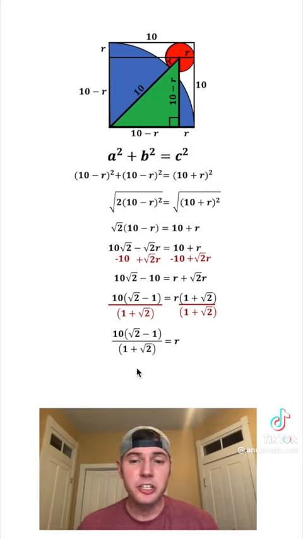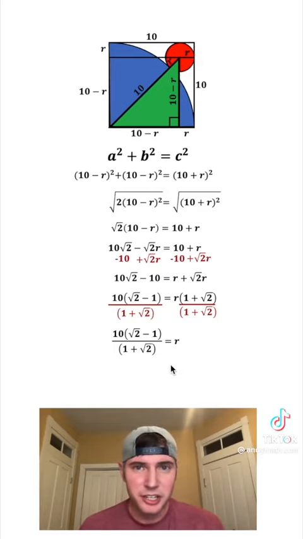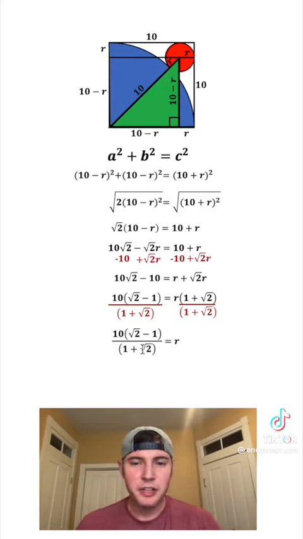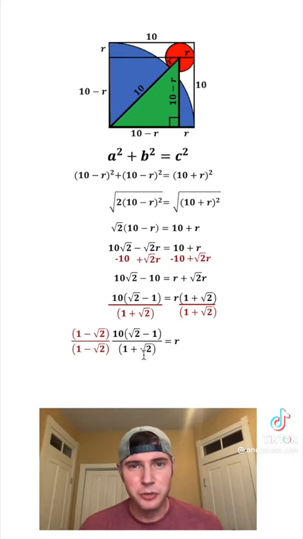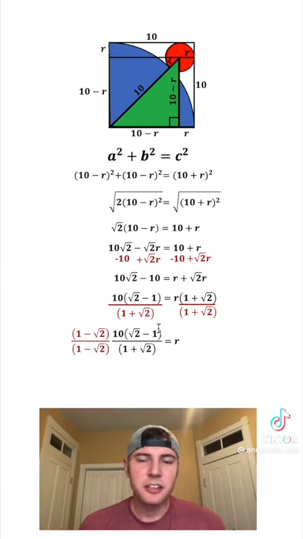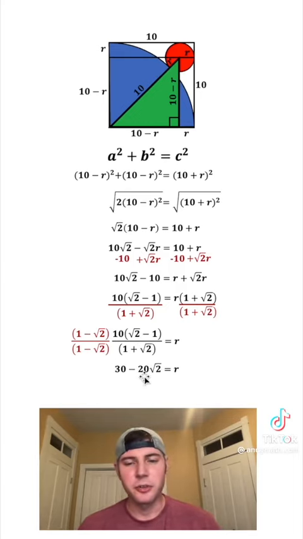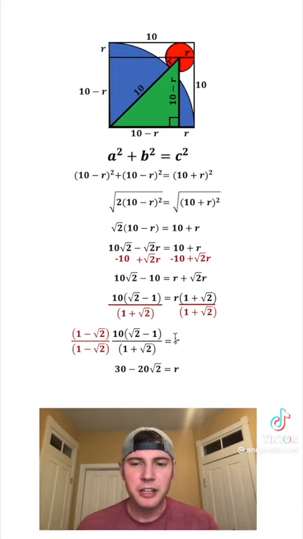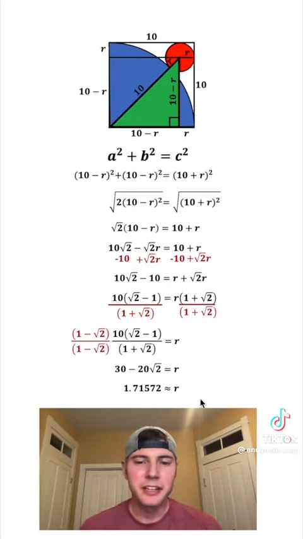So from here, you could just plug this into a calculator and get an approximate value. Something else we can do is called rationalizing the denominator. If we want to get rid of this root 2 in the denominator, we can multiply top and bottom by the conjugate of 1 plus root 2, which is 1 minus root 2. This takes a little bit of work, but it should simplify into 30 minus 20 root 2. And if we plug either one of these into a calculator, we get 1.71572. How exciting.